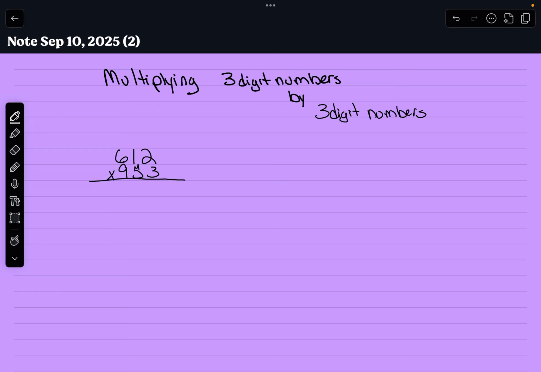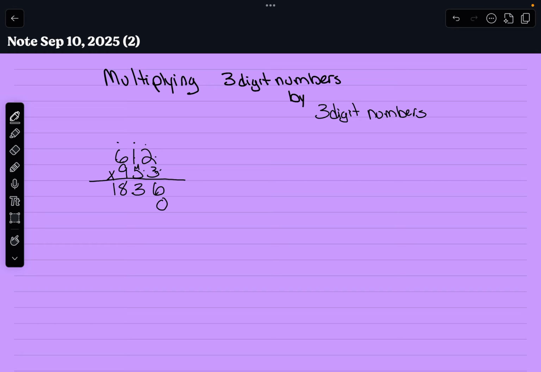The first thing we're going to do is take this first 3 that's right here, and we are going to multiply that times the 2, the 1, and the 6. So 3 times 2 is 6. 3 times 1 is 3. 3 times 6 is 18. We're going to drop a 0, and that's our placeholder, and we're going to move on to the next number.